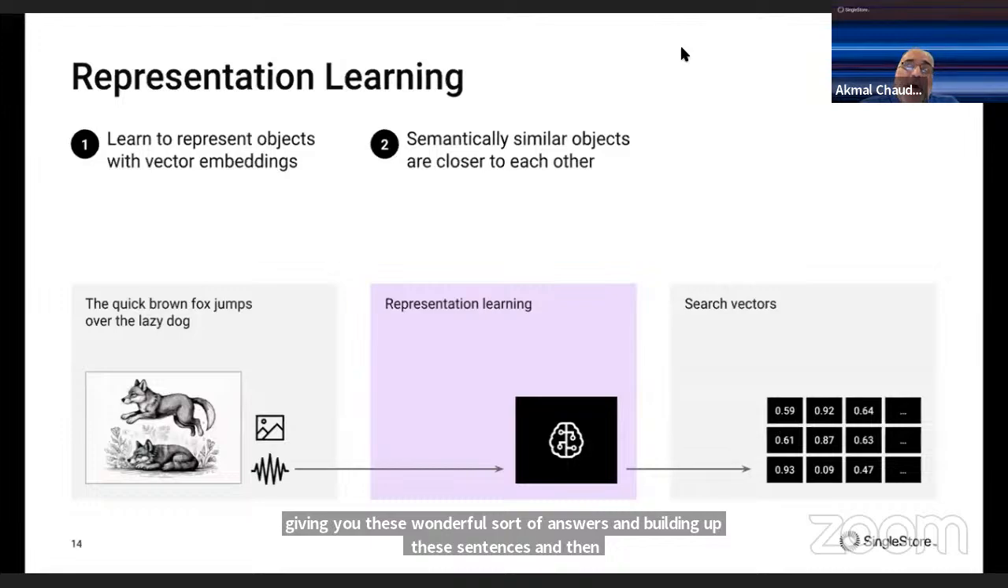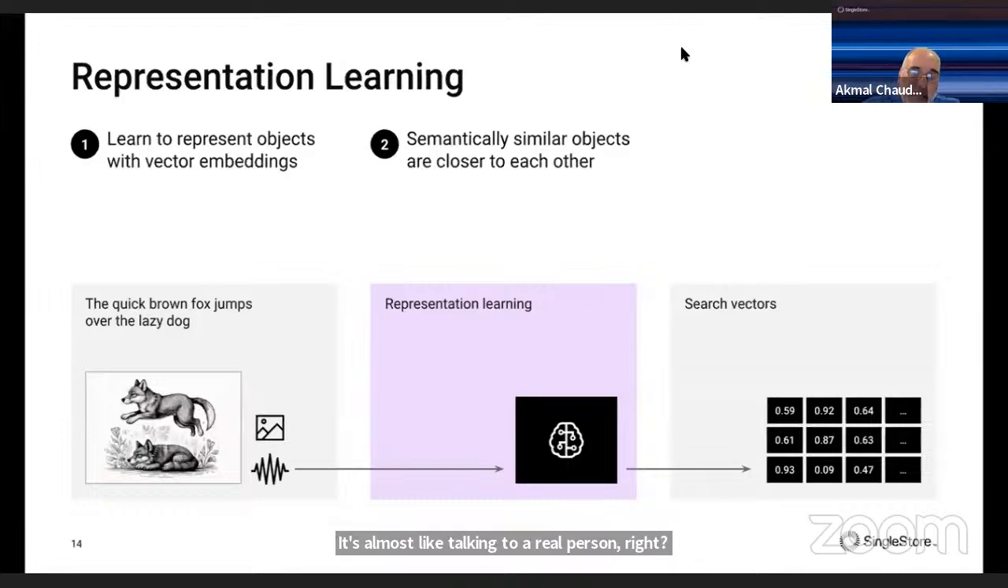But think about it. The world is not just text. It consists of other things as well. So text is just one component, right? So here, for example, we have a phrase that's quite well known in Western literature: the quick brown fox jumps over the lazy dog.